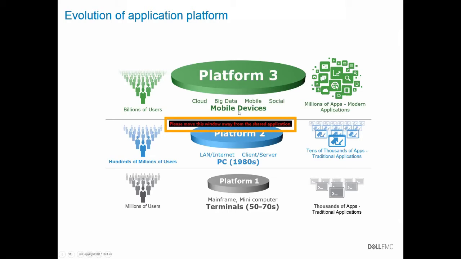Very recently, in the 90s and the 2000s, we are looking at the third generation of the platform, where you are looking at mobile computing, mobile devices, and that includes cloud, big data, social media, mobile applications. So now we have an even larger number of users, billions of users, and now we are looking at modern applications. Later in the slides, we'll see the difference between modern applications and traditional applications.